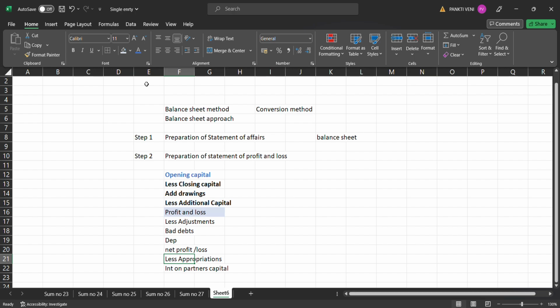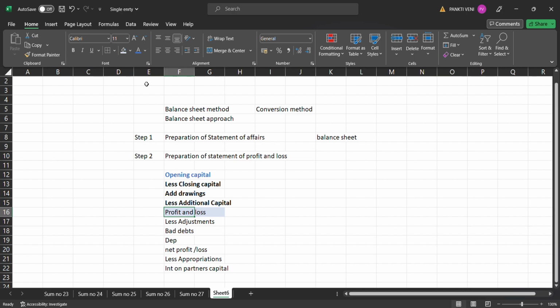Any appropriations you are making, such as paying something towards interest on partners' capital, or getting something for interest on drawings, you are supposed to subtract that. Done. You are done with your sum. Only these two steps, preparing two formats. First step is preparation of balance sheet, the statement of affairs, which is very easy. Second step is preparation of profit and loss. That format is also given to us. Content will be given in the question. Take the content from the question, paste it in the format, and you are done with your answer.